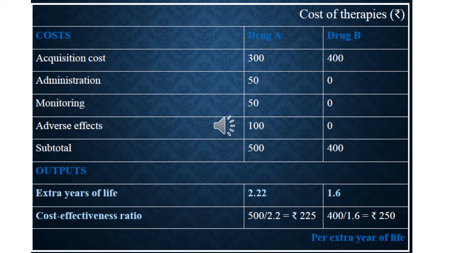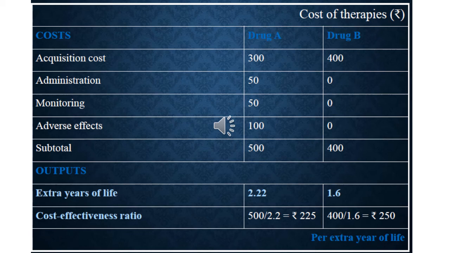So if you see these values, you will find that for drug A it is 2.2, for drug B it is 1.6, which means the consequences are better with drug A. But if you have to calculate the cost effectiveness ratio, you will have to divide the total cost by the effectiveness, or you have to divide the cost by output.